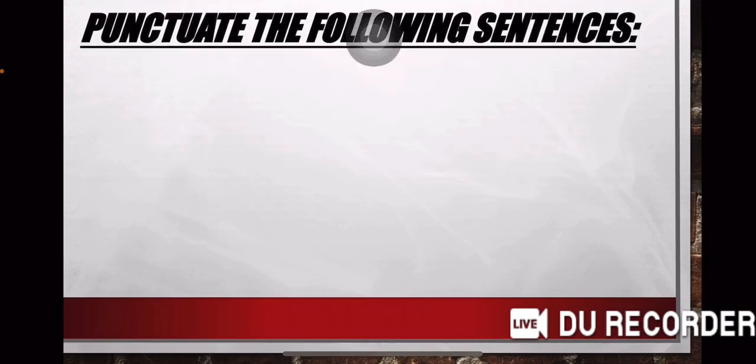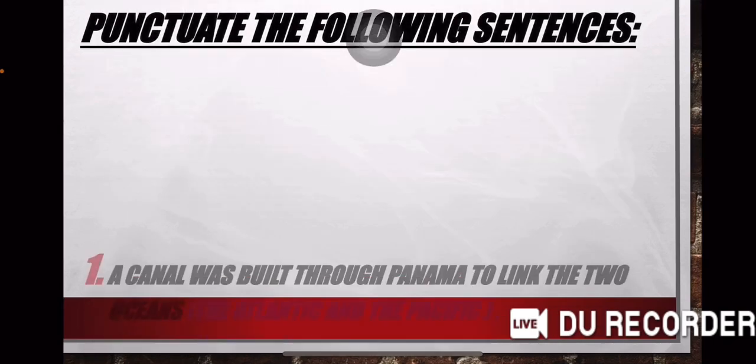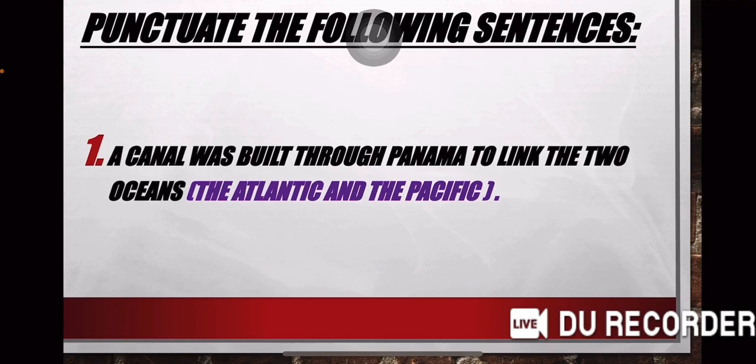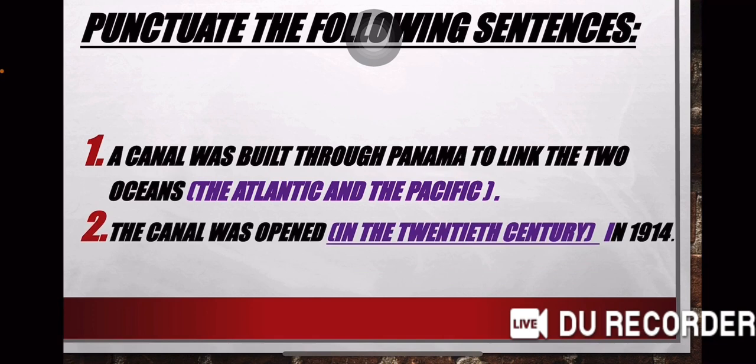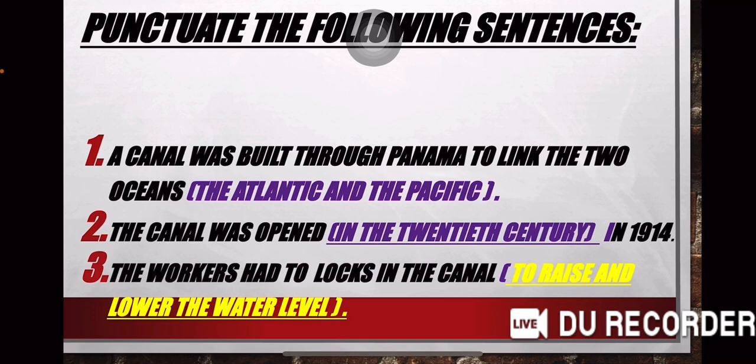Here are the answers of punctuate the following sentences. Number 1. A canal was built through Panama to link the two oceans, and the additional part is the Atlantic and the Pacific. Number 2. The canal was opened in the 20th century in 1914. Here the additional part is in the 20th century. Number 3. The workers had to build locks in the canal to raise and lower the water level. Here the additional part is to raise and lower the water level.